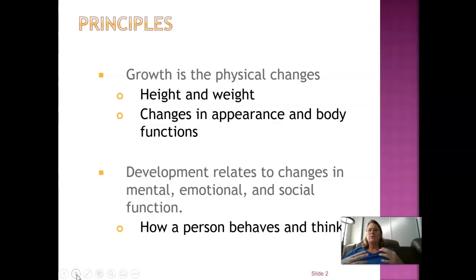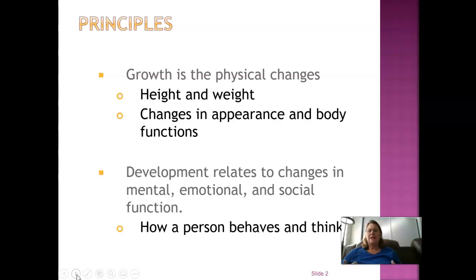So when we're referring to growth, that's your physical changes. It's how you change in height and weight and your appearance and your body functions. So when you see a child growing quickly, putting on more weight or growing more inches, and then when we get to adulthood, we don't notice it quite as much, even though our body is still actually changing. That's what we're referring to as the growth of the physical changes.